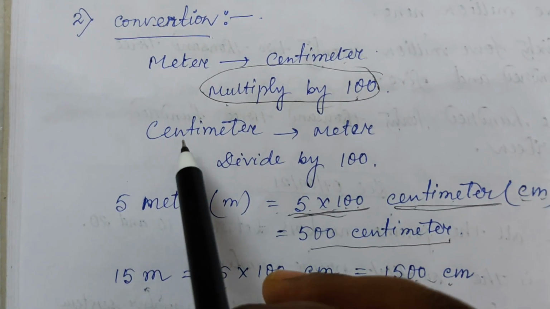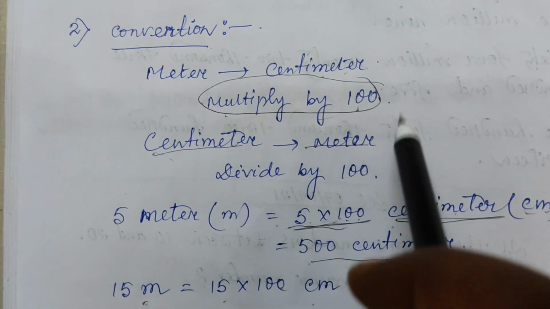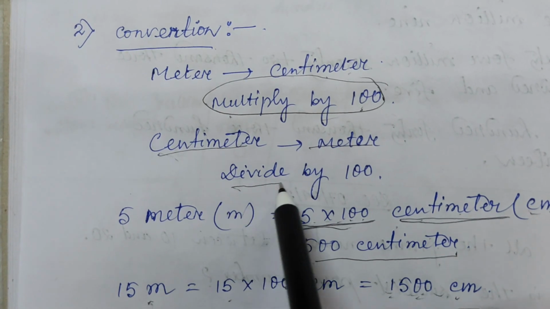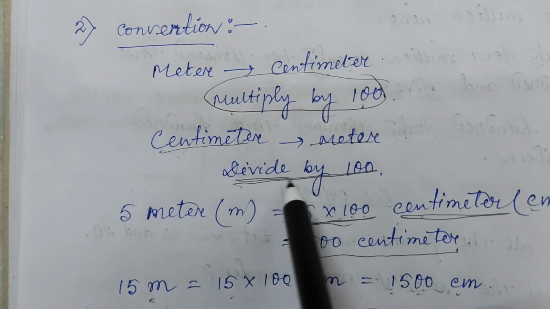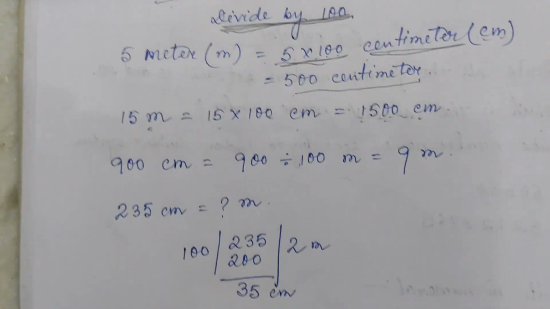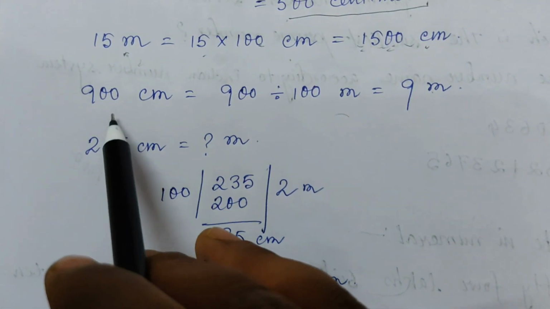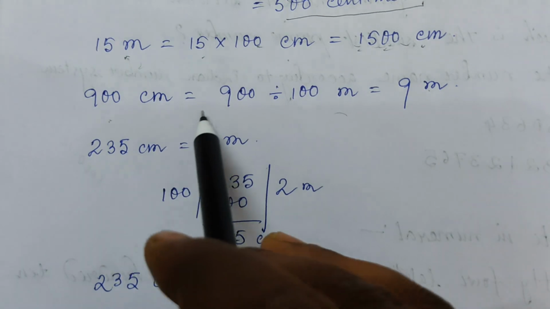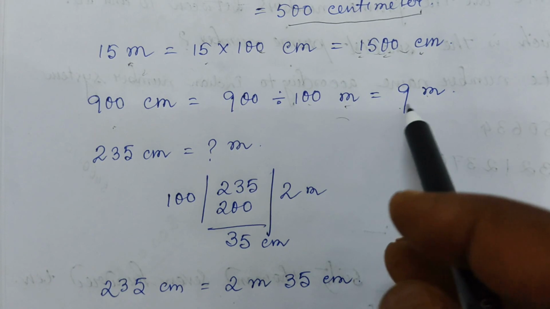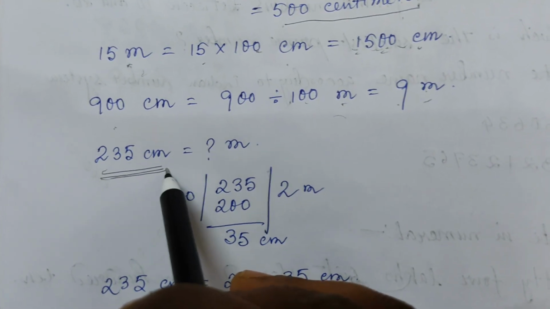And next, when you have to convert the number from centimeter to meter, just its reverse. In this case, you have to divide by 100. Let me give some examples. Here 900 centimeter. So 900 centimeter is 900 by 100 meter, so 9 meter.